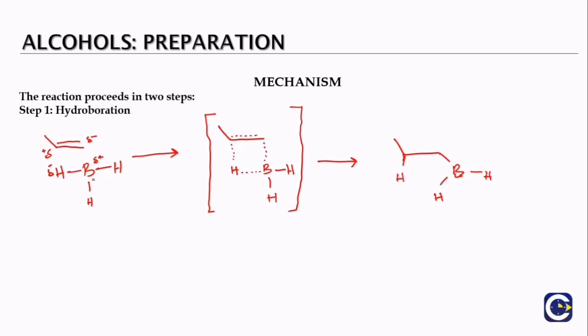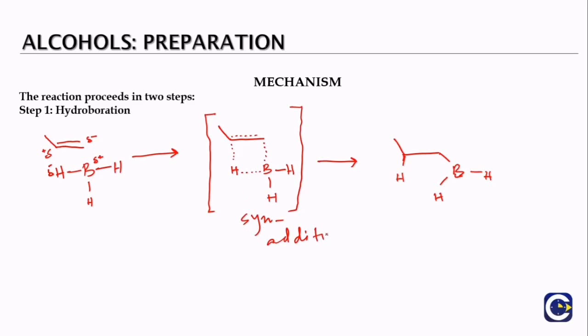The boron hydride is attached to the carbon which is less substituted, not the more substituted one. This is more substituted, this is less substituted, and boron interacts with this carbon. Second thing, why is the addition syn? In this case, you look, the addition is syn. This is a syn addition.